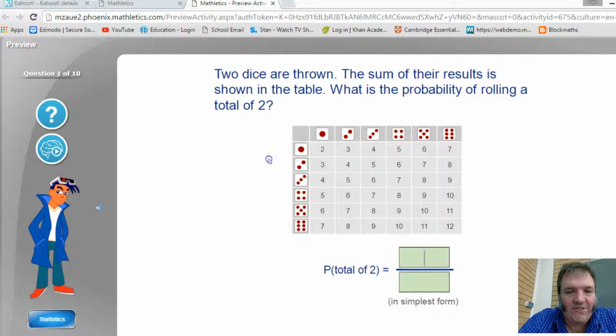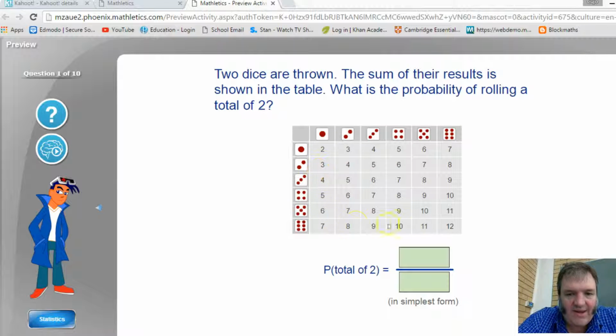So if this is the first die down this side and this is the second one, if I've got a 1 and a 1, I read across and you'll see that that would equal 2. If I've got a 1 and a 2, 1 on the first one, 2 on the second one, that's a 3. This one says, what is the probability of rolling a total of 2?